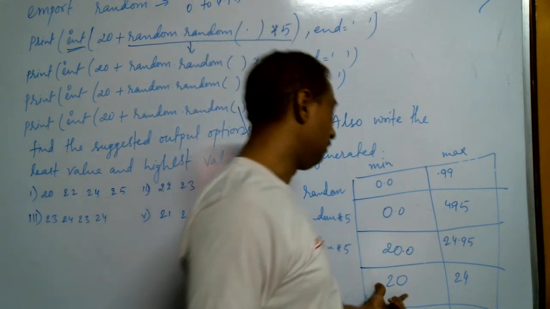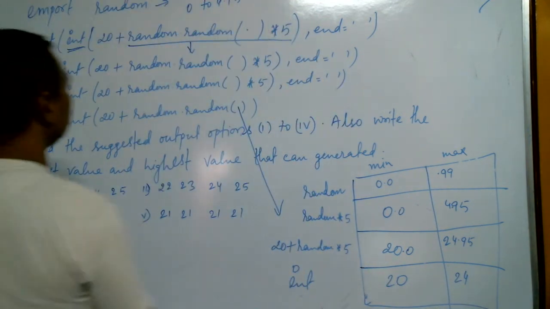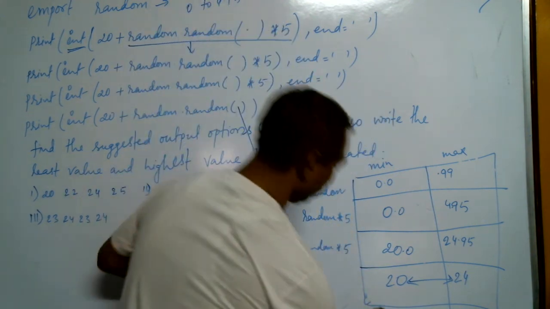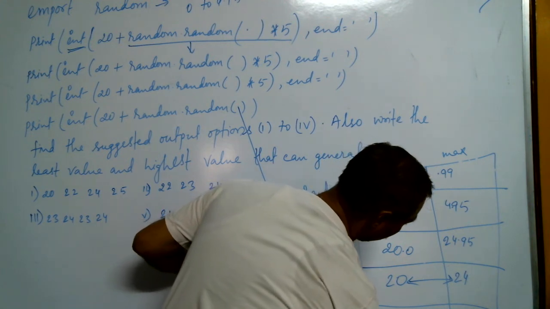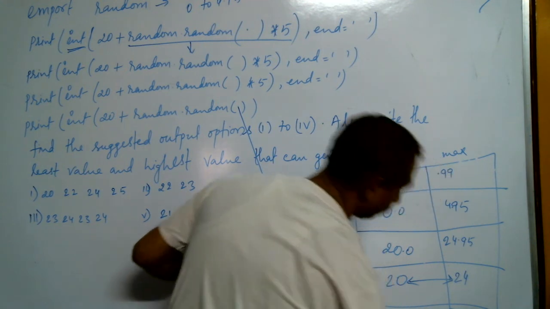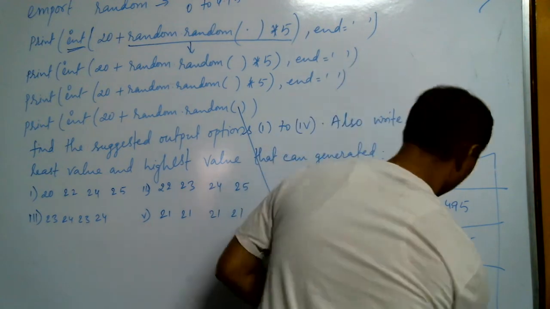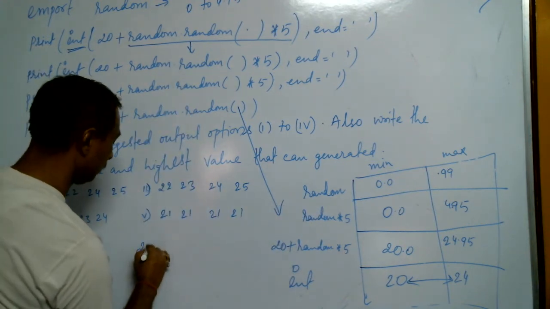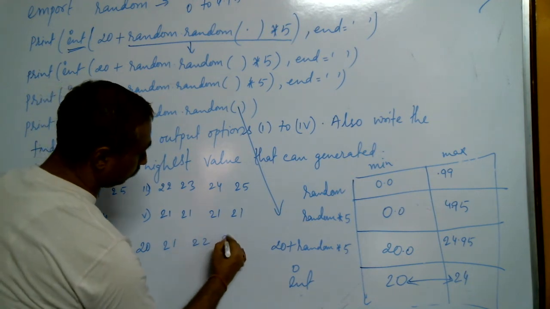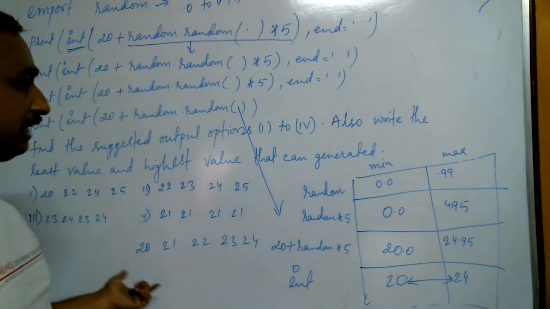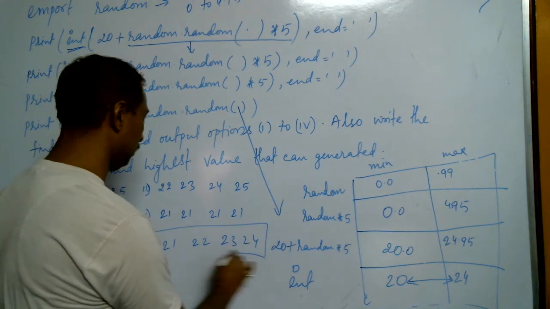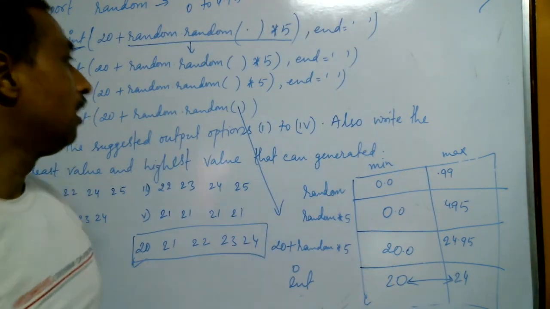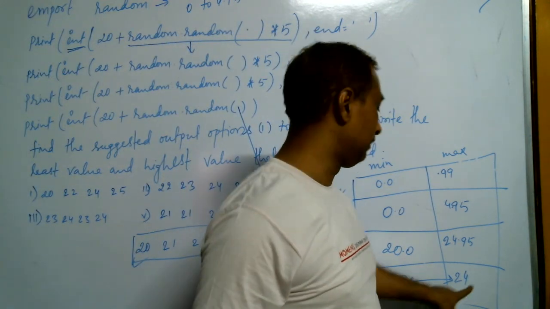That means any value between 20 to 24 can be returned by these functions, because the value varies between these two values. That means this function can return 20, 21, 22, 23 and 24. These are the probable values. In the video this is not visible, that's why I am writing. These are the values which can be returned by the function, and these are the minimum and maximum values returned by this function. The second answer of the second part is minimum value 20 and maximum value 24.